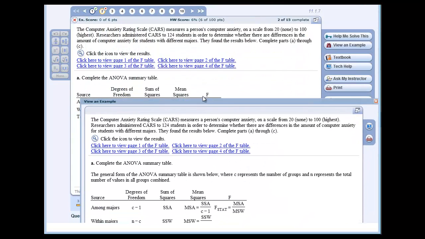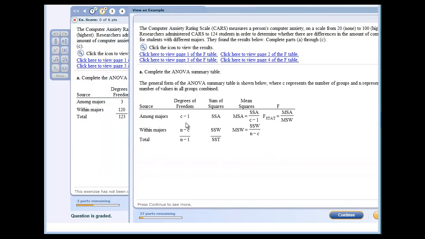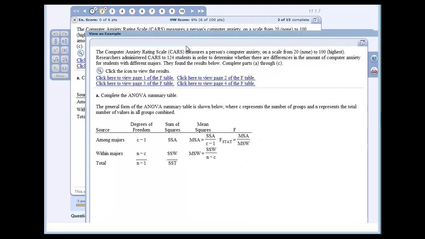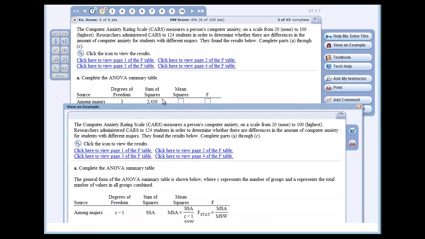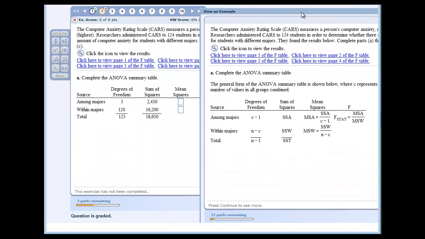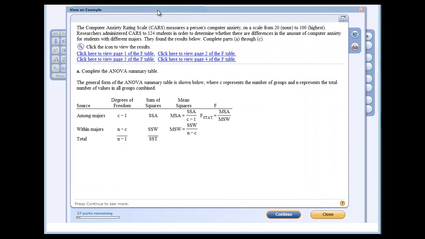and it tells us how to think about our groups here. So C is the number of groups that we have, and N is the number of students that we have. So then we see that we have 4 groups. It's going to be 3 here. 124 minus 4 is 120, and 124 minus 1 is 123. They should add up. We use the degrees of freedom in conjunction with the sums of squares to get our mean square. So we're just going to divide here.